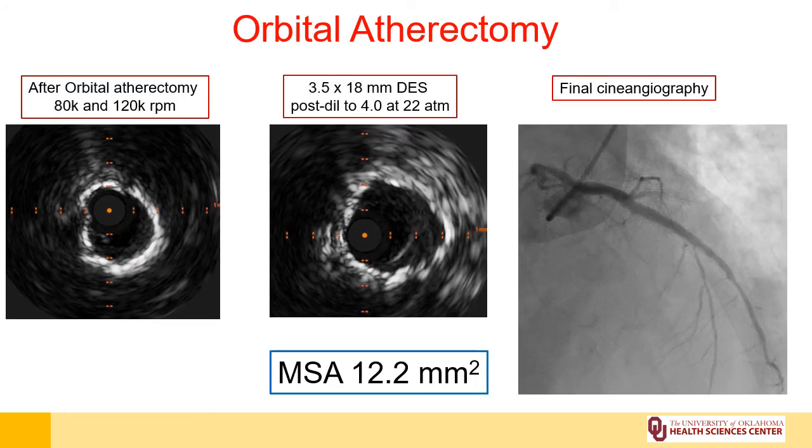We used orbital atherectomy because I felt that rotational atherectomy will not touch the walls enough to get adequate ablation of this calcium. Therefore we used orbital atherectomy, achieved a diameter of 3.0, put in a 3.5 drug-eluting stent, post-dilated to 4.0, and here you can see a quite satisfactory result on angiography afterwards with the tapering of LAD into D2.